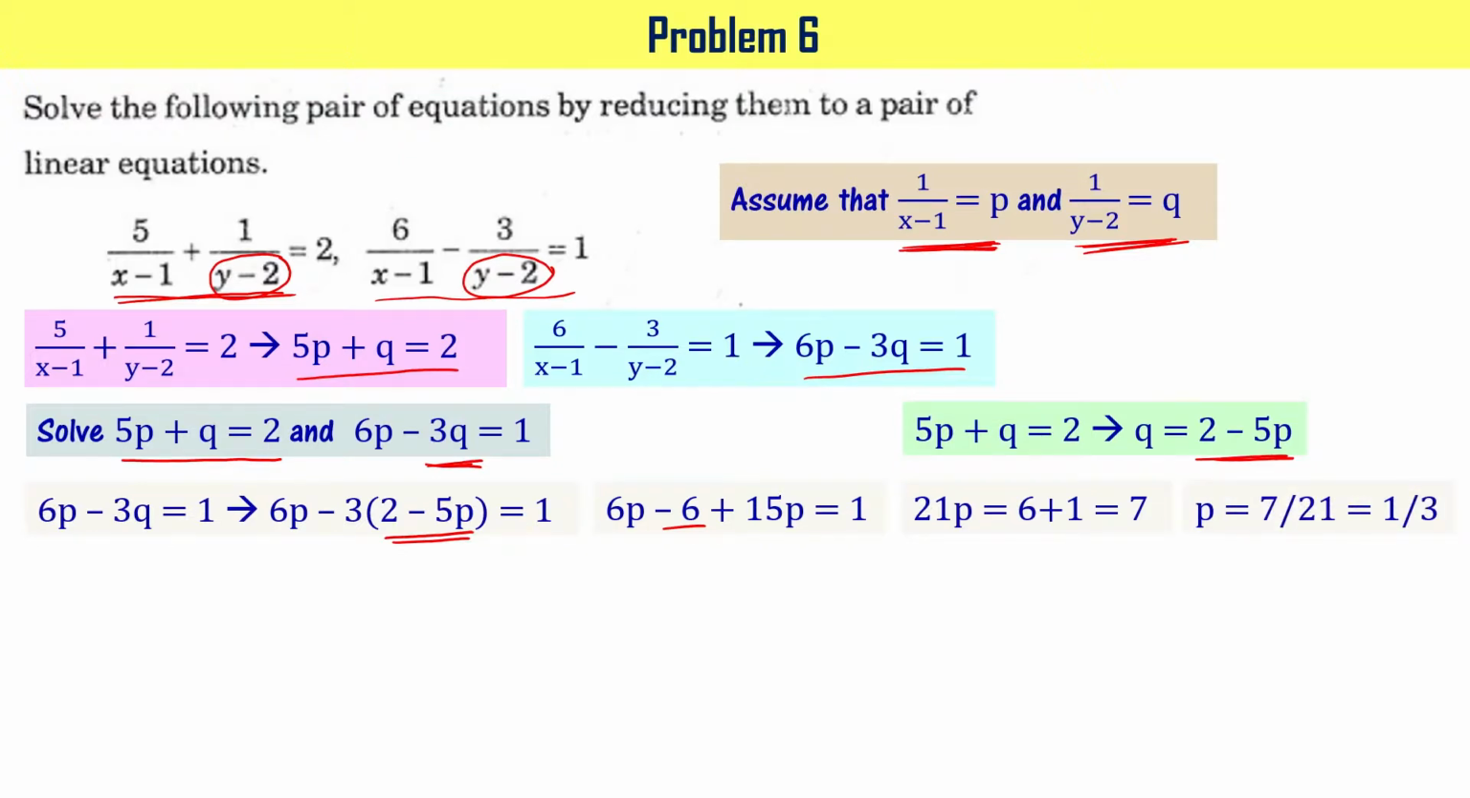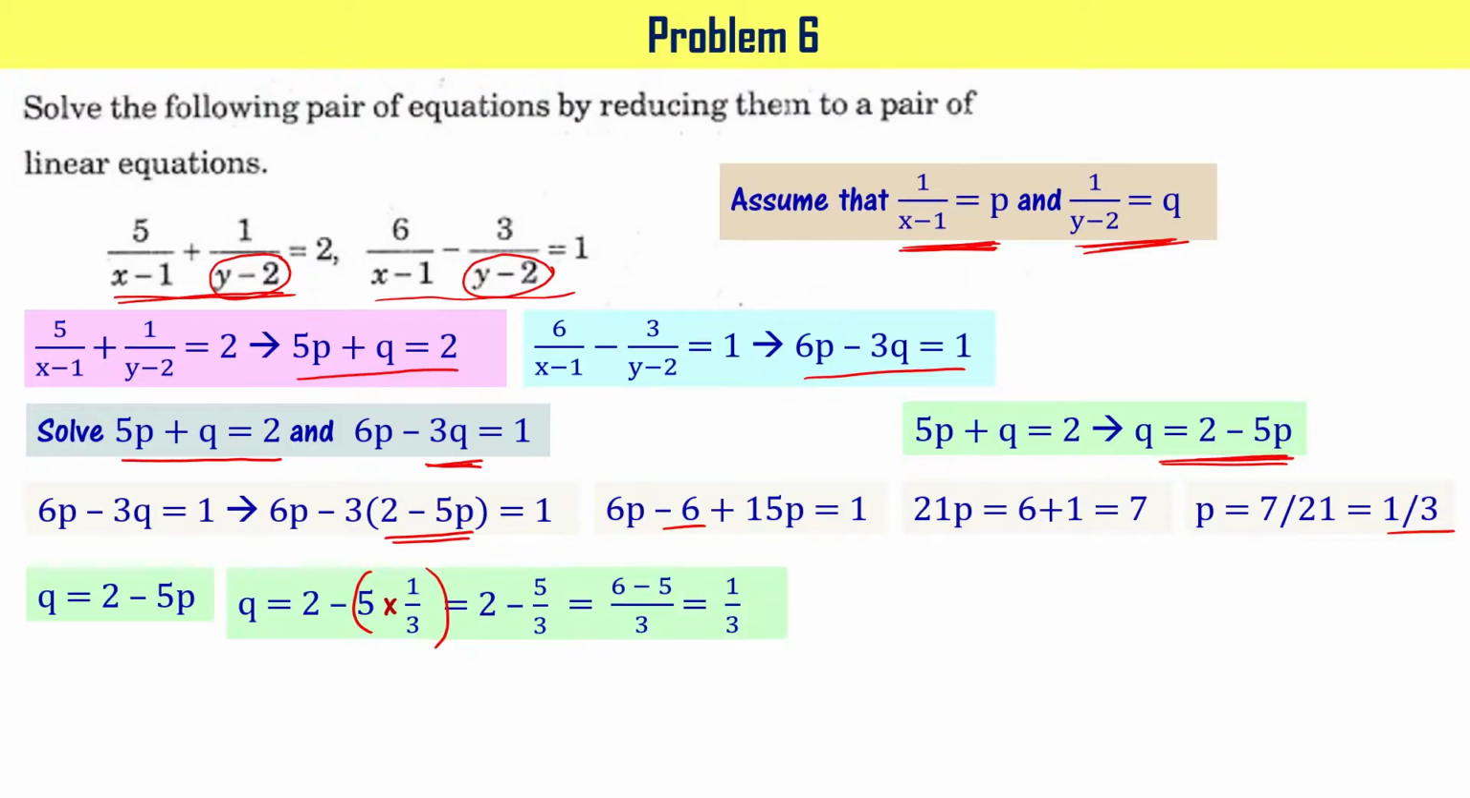Now we have the value of p. We have to get now the value of q, right? We know that q equal to 2 minus 5p. Let's substitute p equal to 1 by 3 into this equation so that it becomes 2 minus 5 times 1 by 3, right? That is equal to 2 minus 5 by 3. That can be written as 6 minus 5 divided by 3, that is equal to 1 by 3. It means p and q we have. q equal to 1 by 3 and p equal to 1 by 3.